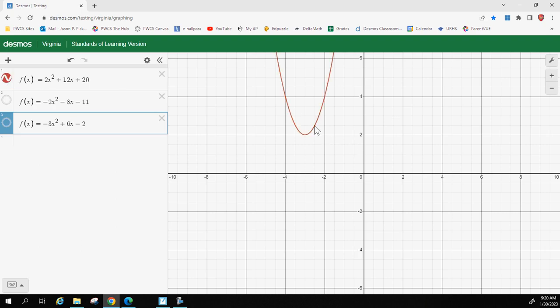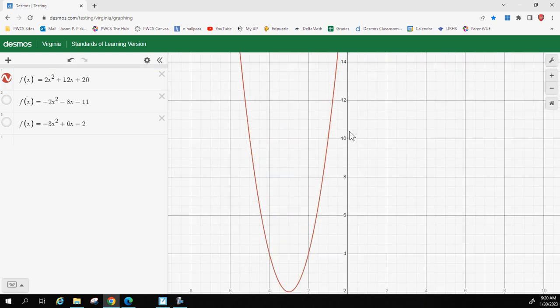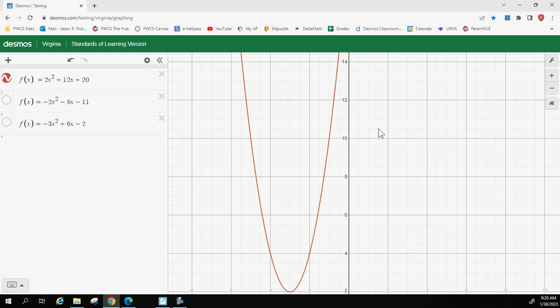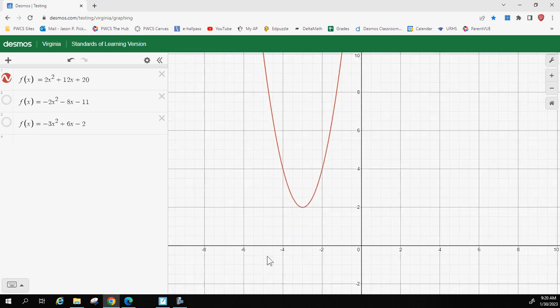We talked about clicking on this, we could find the vertex, we could go up and find the y-intercept. And in this case, this one did not have any x-intercepts because it doesn't cross the x-axis. So now we want to talk about, well, that's one point. That vertex is one point. What if we went to find all the points?